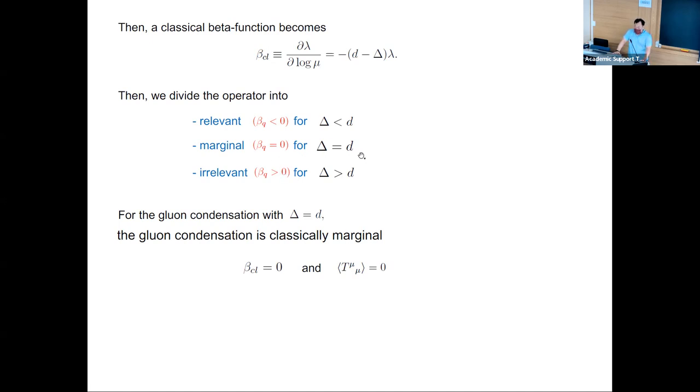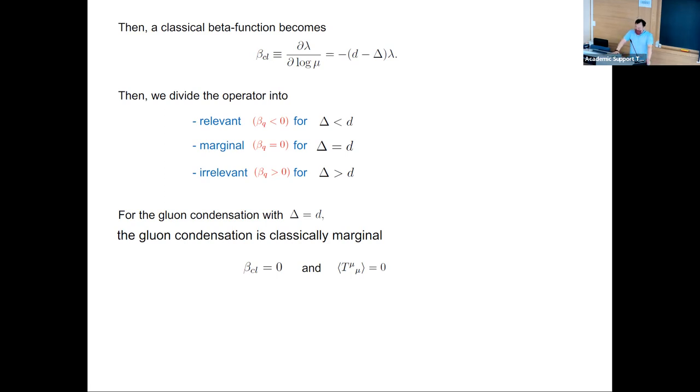So if D is the same as delta, then we call that a marginal operator. For a marginal operator, the beta function is simply zero. So at the classical level, if you deform the theory by a marginal operator, then the theory is still conformal. An irrelevant operator is opposite to the relevant one. So an irrelevant operator gives rise to a significant impact on the UV theory. But in the IR region, the irrelevant deformation operator's impact drops.